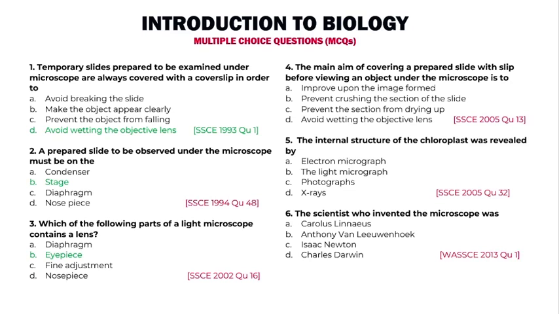So as we saw in the first example, the main reason why we cover a prepared slide with a cover slip is to avoid wetting the objective lens. So the answer over here is D.